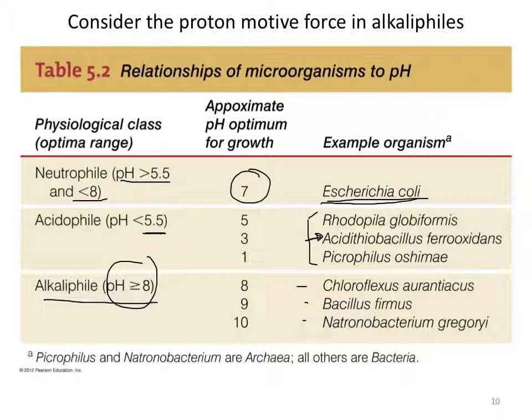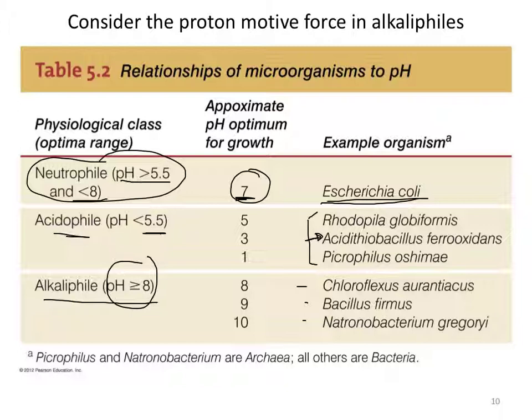So one of the things that's really interesting is that neutrophiles, this category of organism here, will maintain an internal cellular pH in their cytoplasm that's about neutral. But studies of the acidophiles and the alkalophiles, particularly the acidophiles, have shown that their internal pH is actually quite acidic. So it's something to think about.